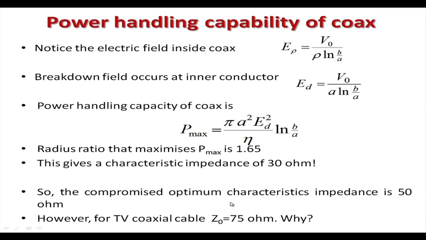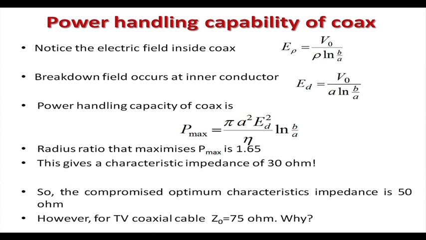The reason is that in the TV days, the folded dipole antenna itself had an impedance of 300 ohm, and by folding the dipole it can be made 75 ohm. So, to match that, the TV people generally prefer a coax cable with 75 ohm.